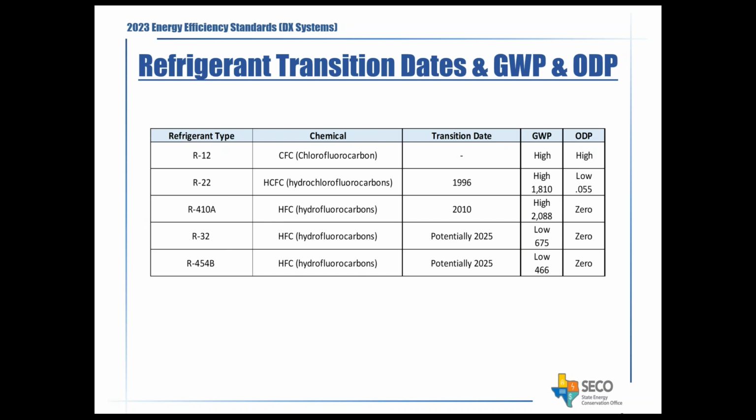So for R32, some of the manufacturers like Daikin and a few others are potentially zoomed in on R32, and they'll be potentially ready by 2025. It will have a GWP of 675 and an ODP of 0. A lot of other manufacturers are looking at R454B, which is an HFC. Again, by 2025, it has a GWP of 466 and an ODP of 0.